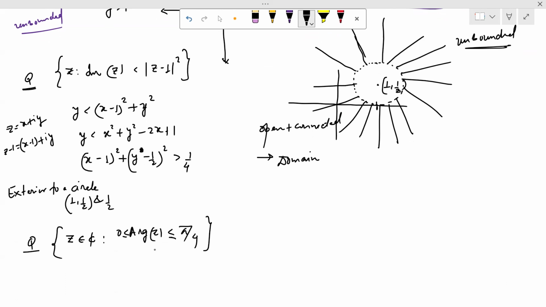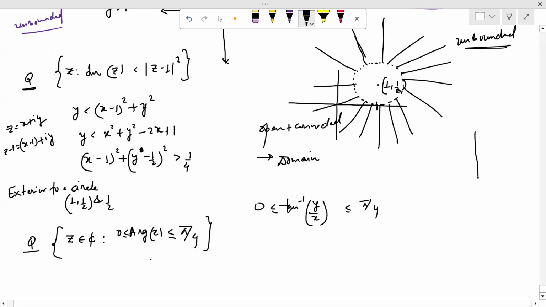So if you do this, you know that if I'm saying the principal argument of z is lying between 0 and pi by 4, it implies that tan inverse y over x lies between 0 and pi by 4, because whenever the principal argument is between 0 and pi by 2, we are talking of the first quadrant, and in the first quadrant the principal argument is simply given by tan inverse y over x. So this gives me y over x is less than or equal to 1, greater than or equal to 0. It implies that y is less than or equal to x and greater than or equal to 0.